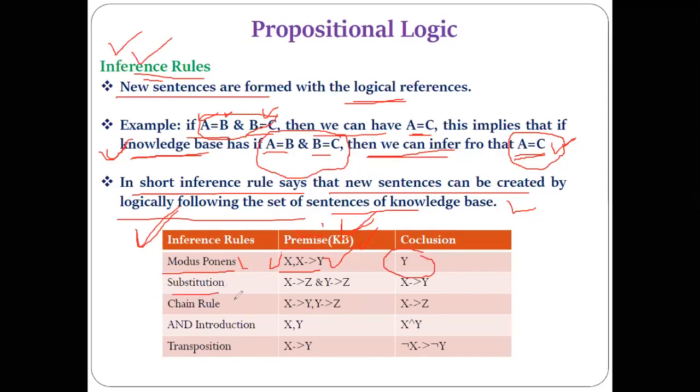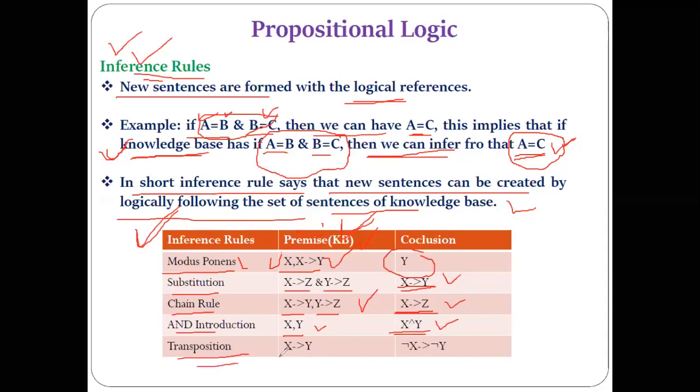Then another rule is the substitution, where if X implies Y and Y implies Z, now from that conclusion can be made, X implies Z. Chain rule is there, X implies Y, comma, Y implies Z, and the chain rule says that from these inference rules, which are present in the knowledge base, we can have the conclusion X implies Z. And that is the reason it is called as the chain rule. And introduction, and in the knowledge base, its representation is like this, X comma Y. And from that conclusion can be made X and Y.